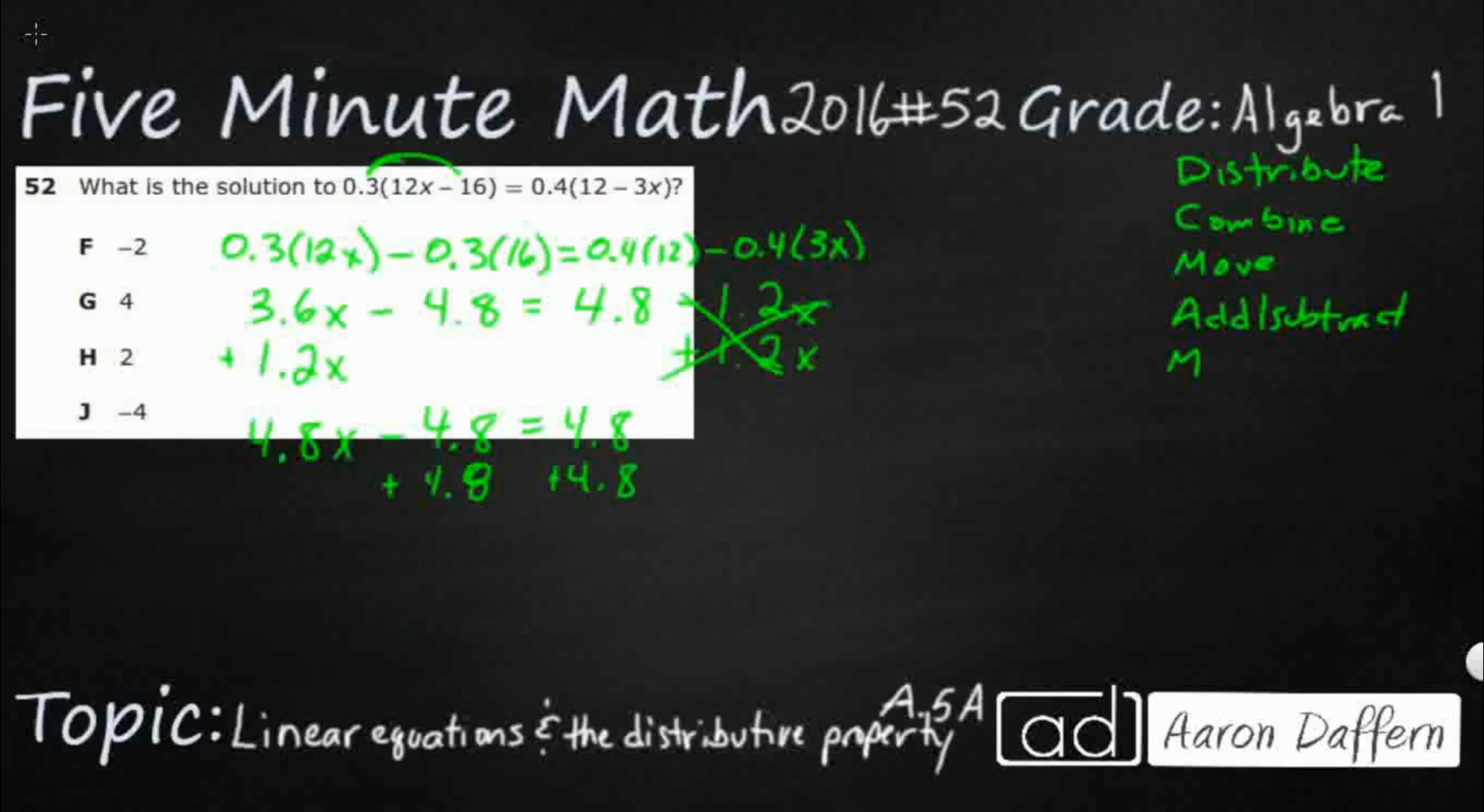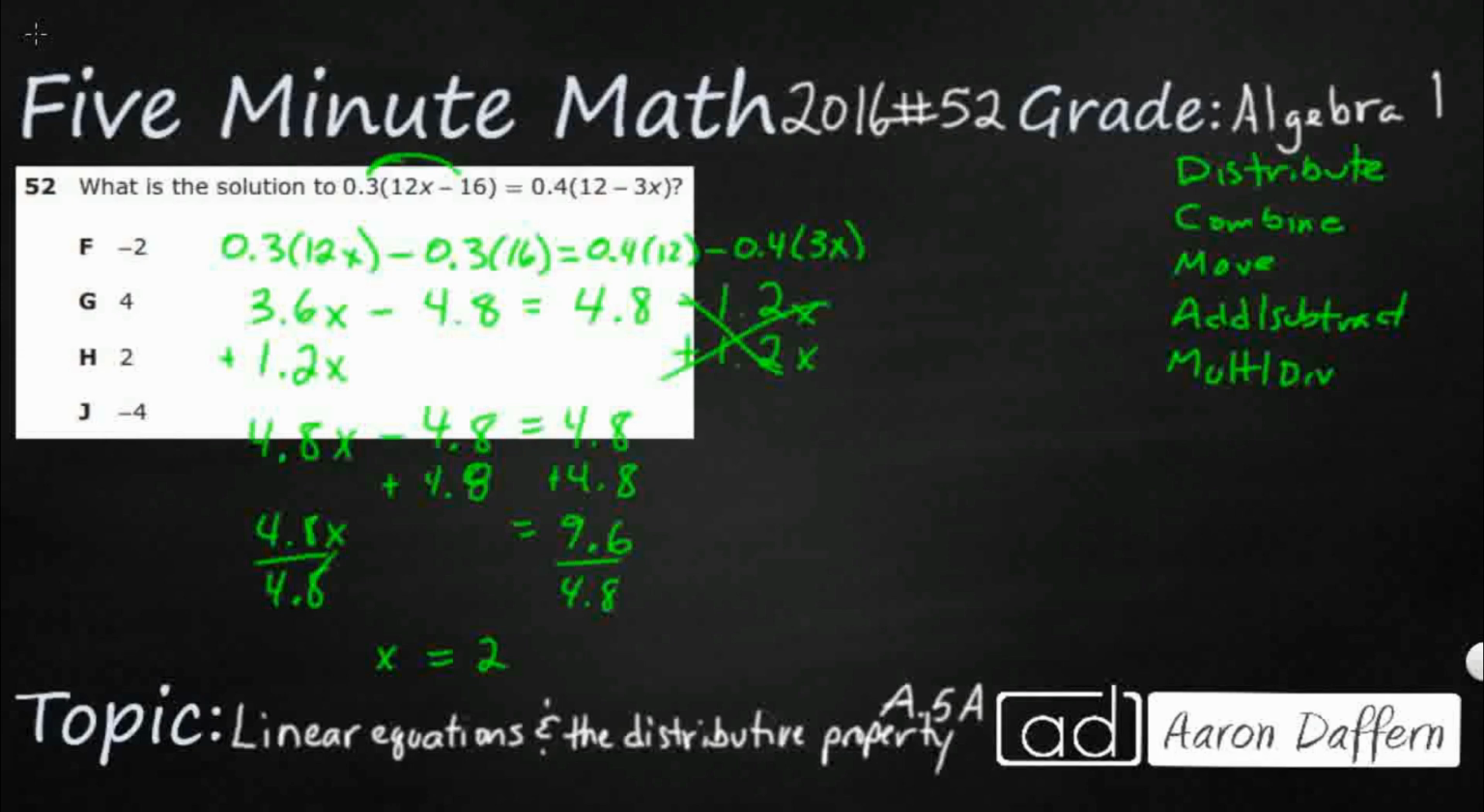Whatever you do on one side, you need to do on the other side to keep the equation balanced. That's going to be 4.8x equals, and that's just going to be 9.6. Now we can either multiply or divide. Typically it's a divide because you've got a coefficient there. And so we're going to divide both sides by 4.8, and hopefully you're noticing, yeah, that's just double. So we're going to say x equals 2.